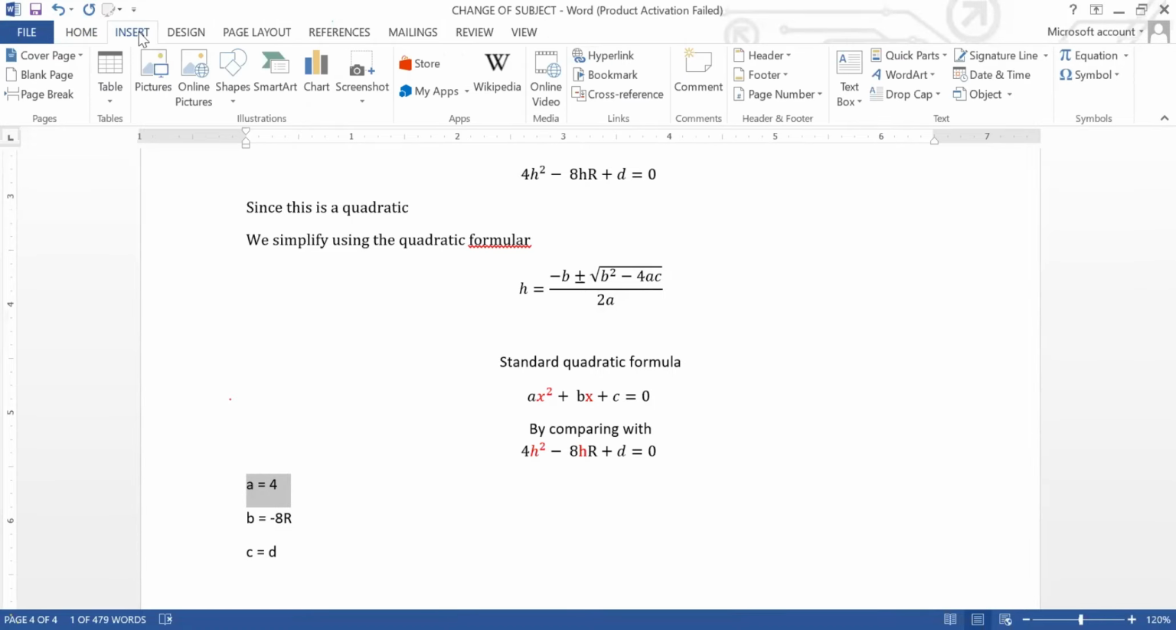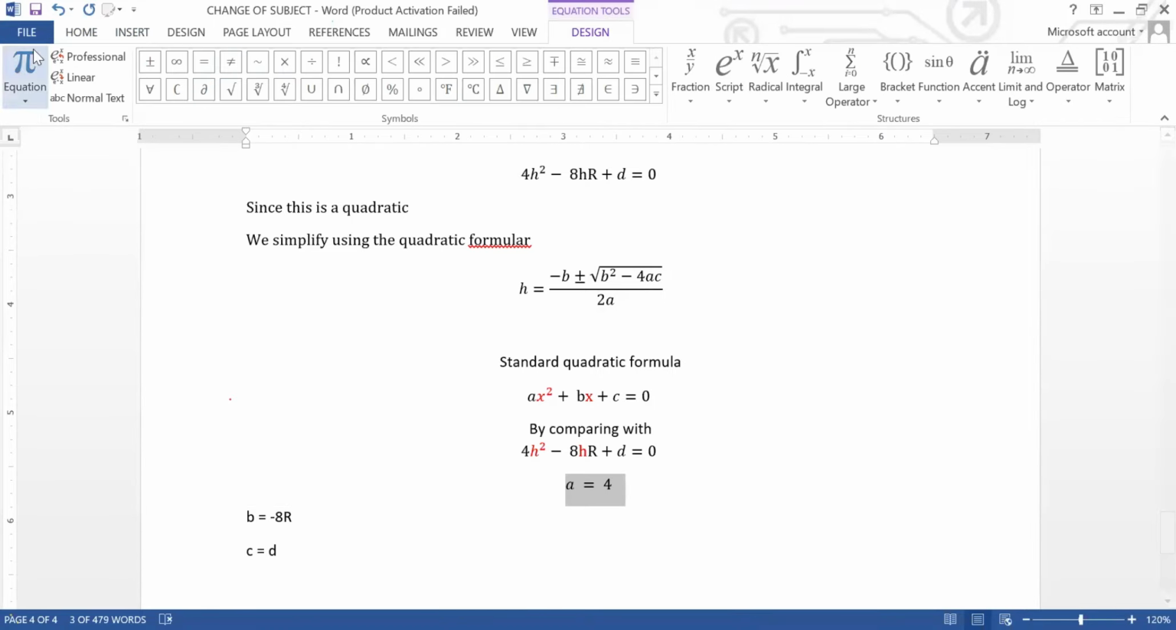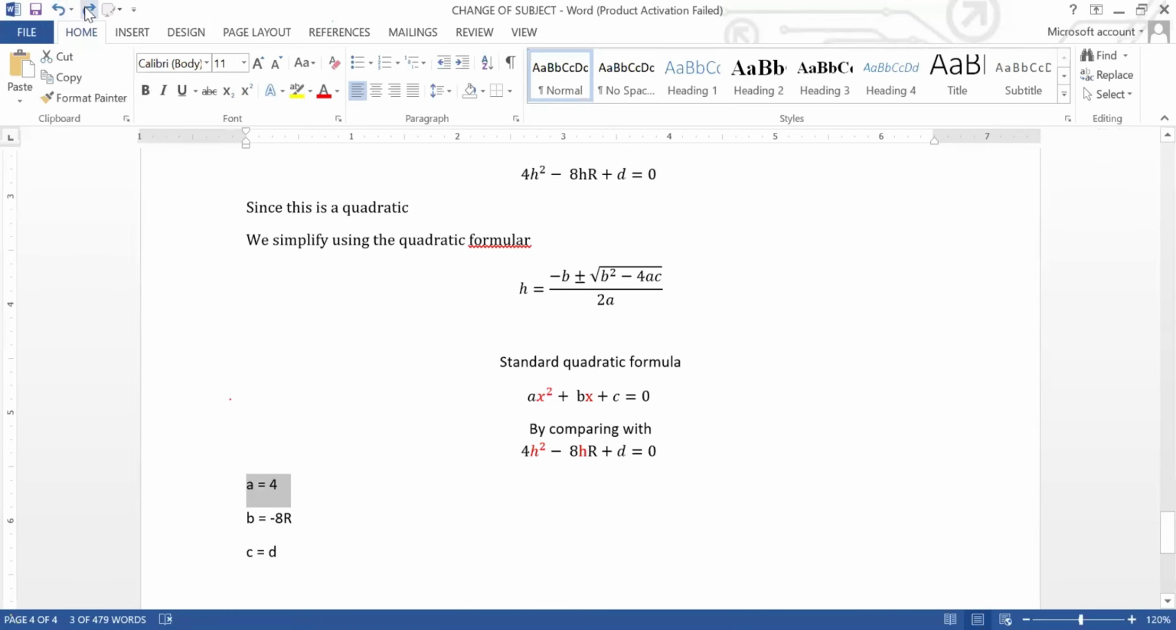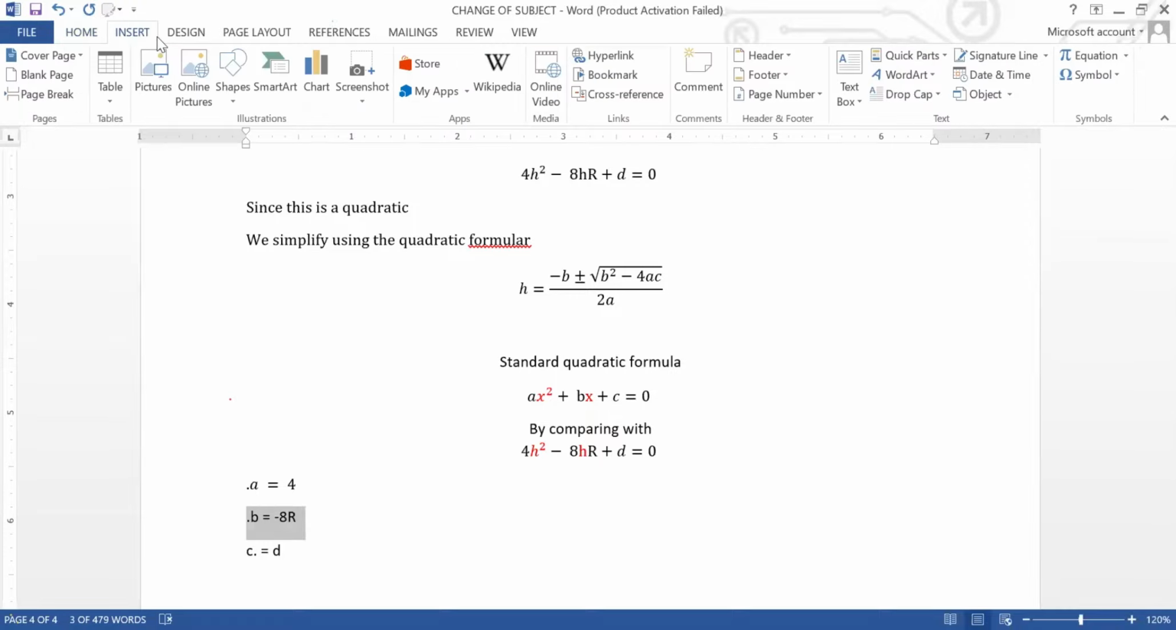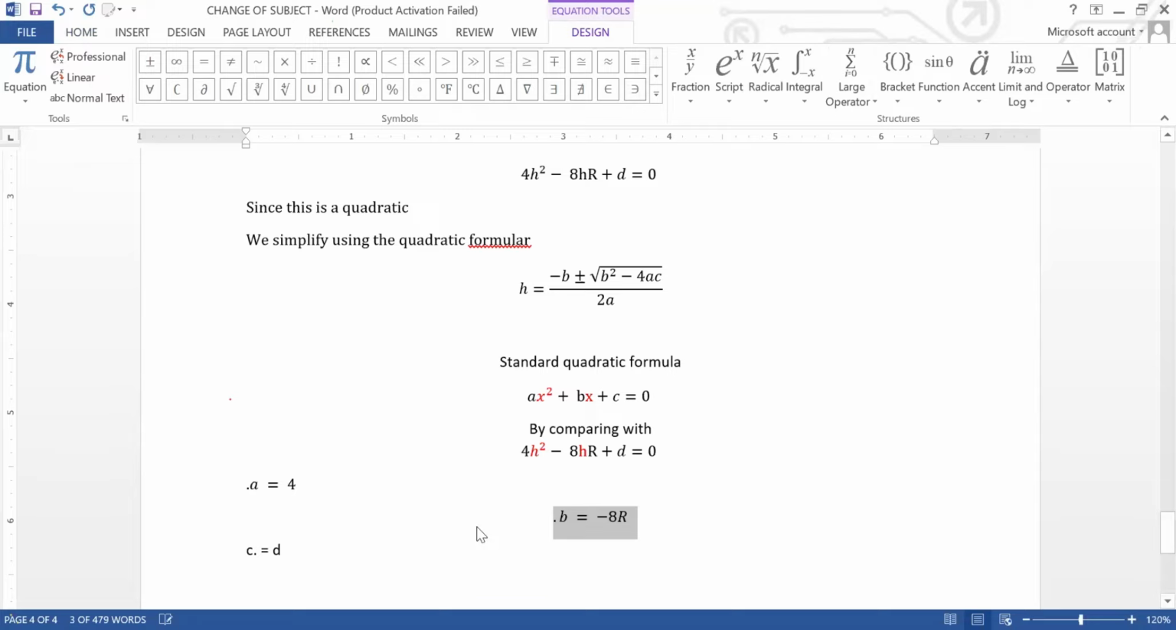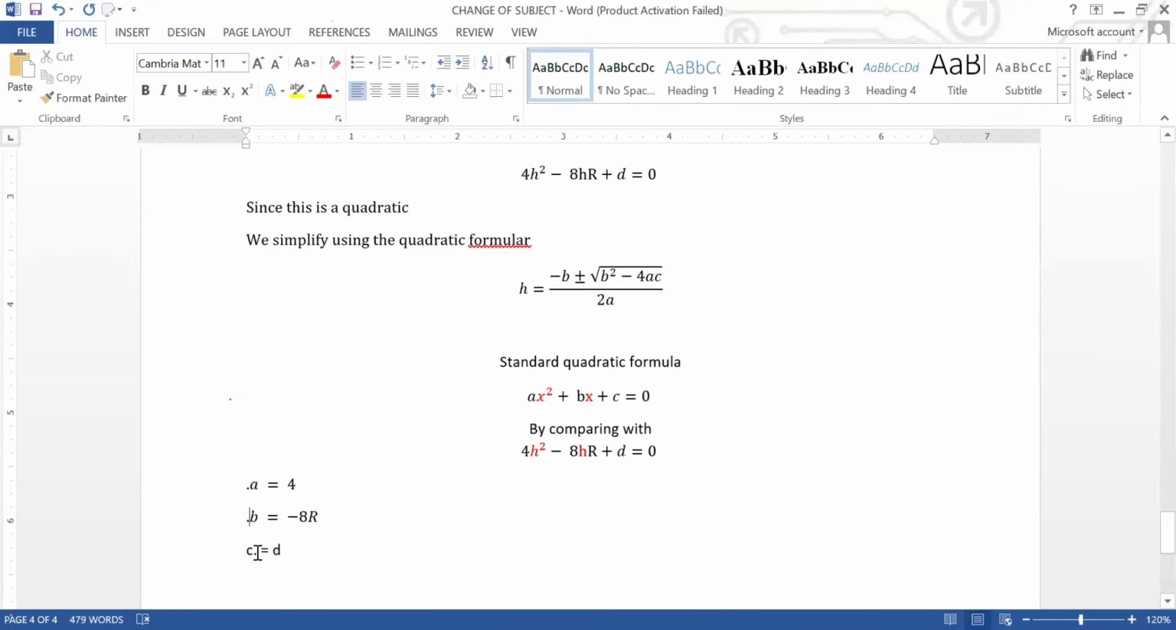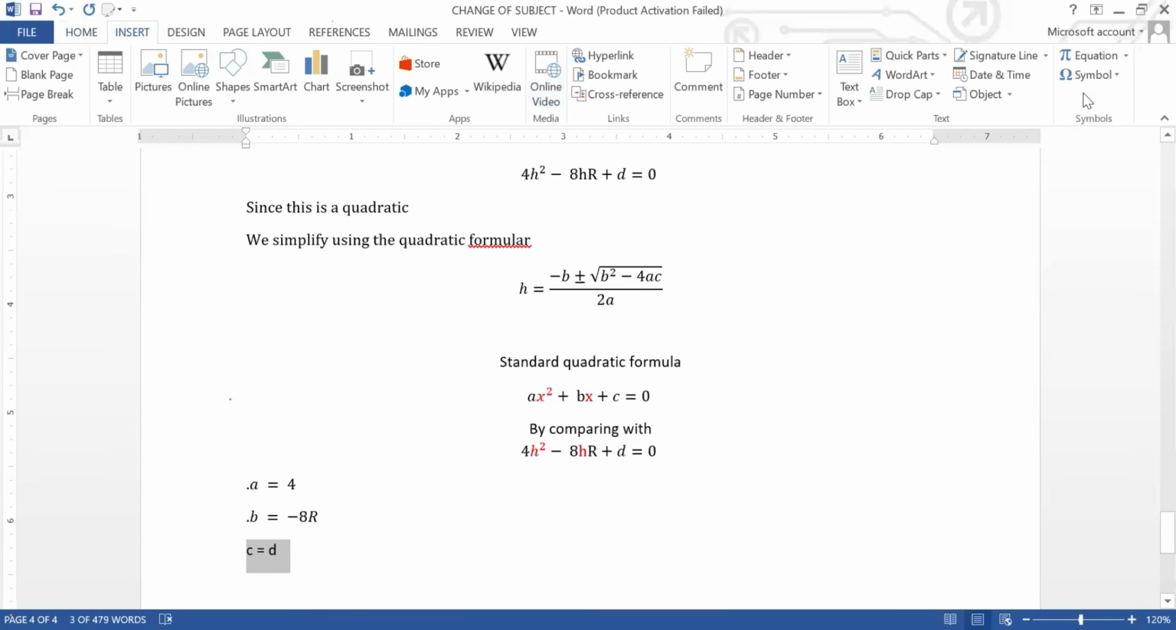So I write out my values. A is 4. B is minus 8R. And C is D. Who gets it? Should explain to me.